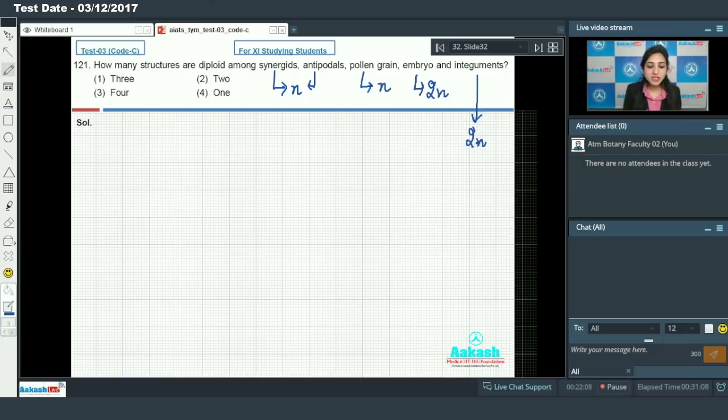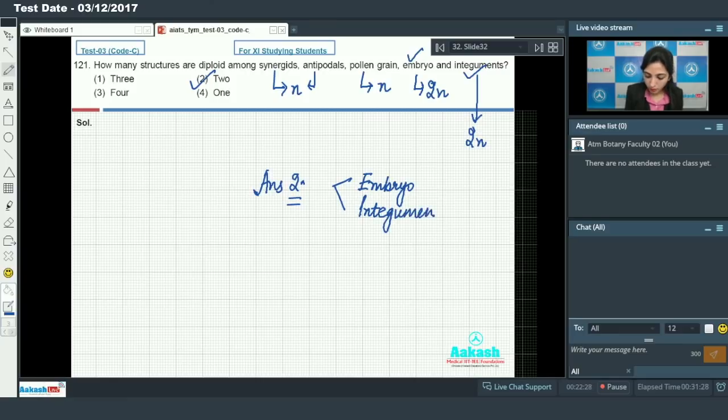So out of these, how many structures are diploid? Embryo and integuments are diploid. So the answer to this question is option number 2, which includes embryo and integuments. Okay, I hope you are clear.